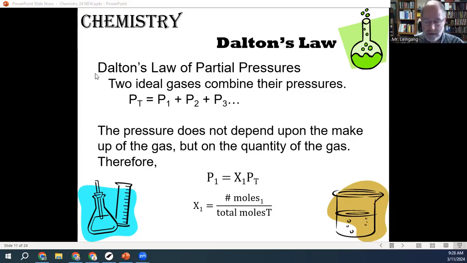Now, before we get to that, and we are running out of time here, so real quickly, I want to talk briefly about Dalton's law of partial pressures. And this law makes absolute sense. I just want you to think about it for a second, okay?